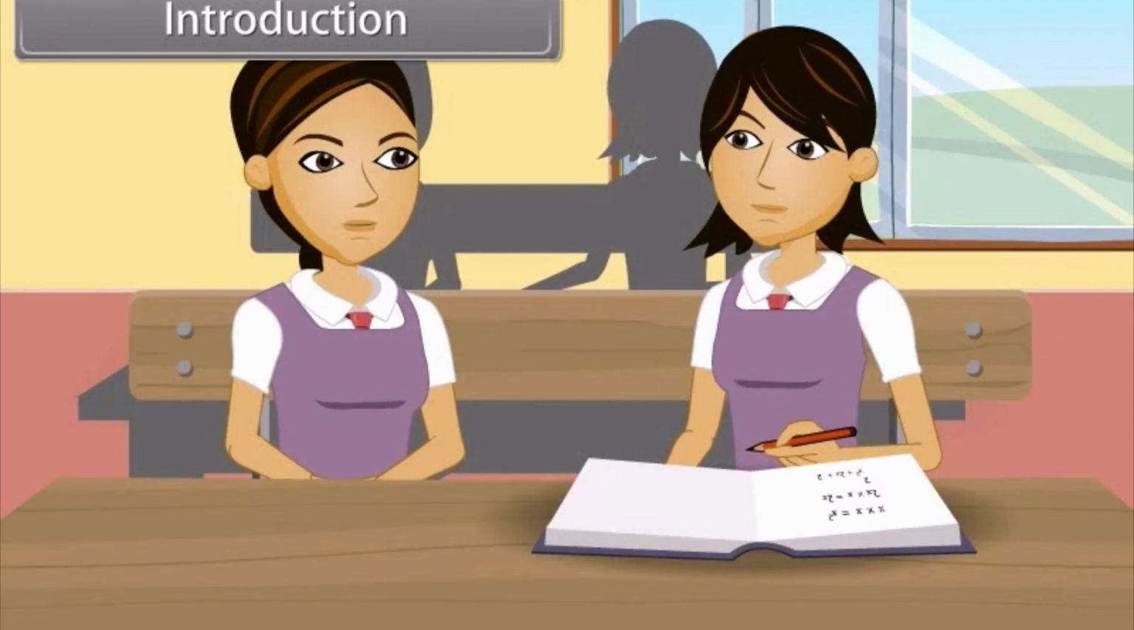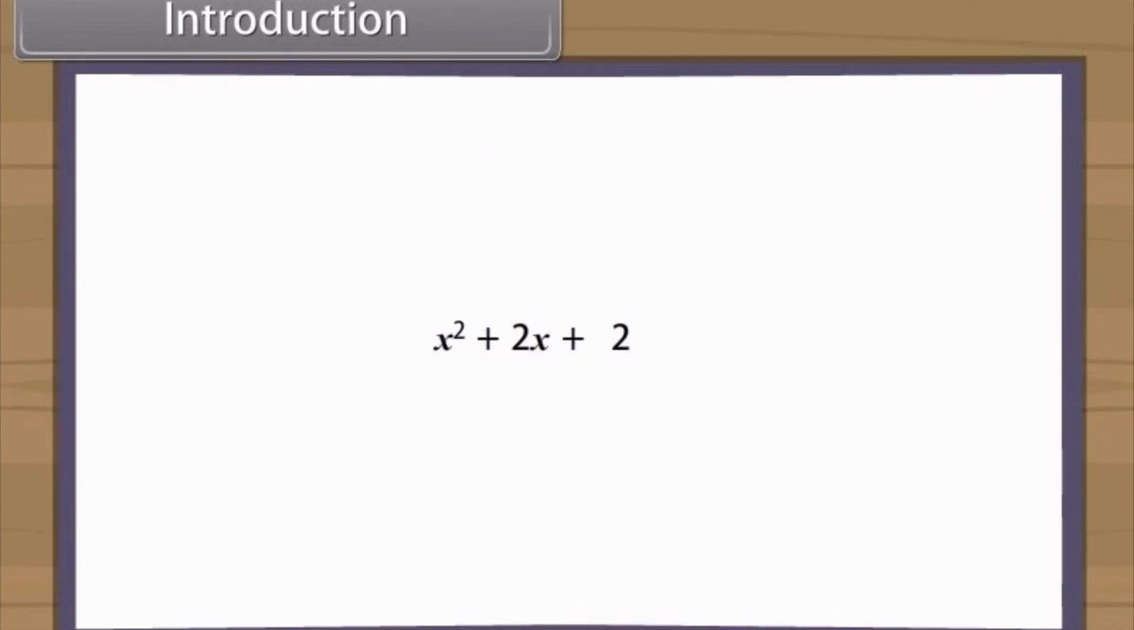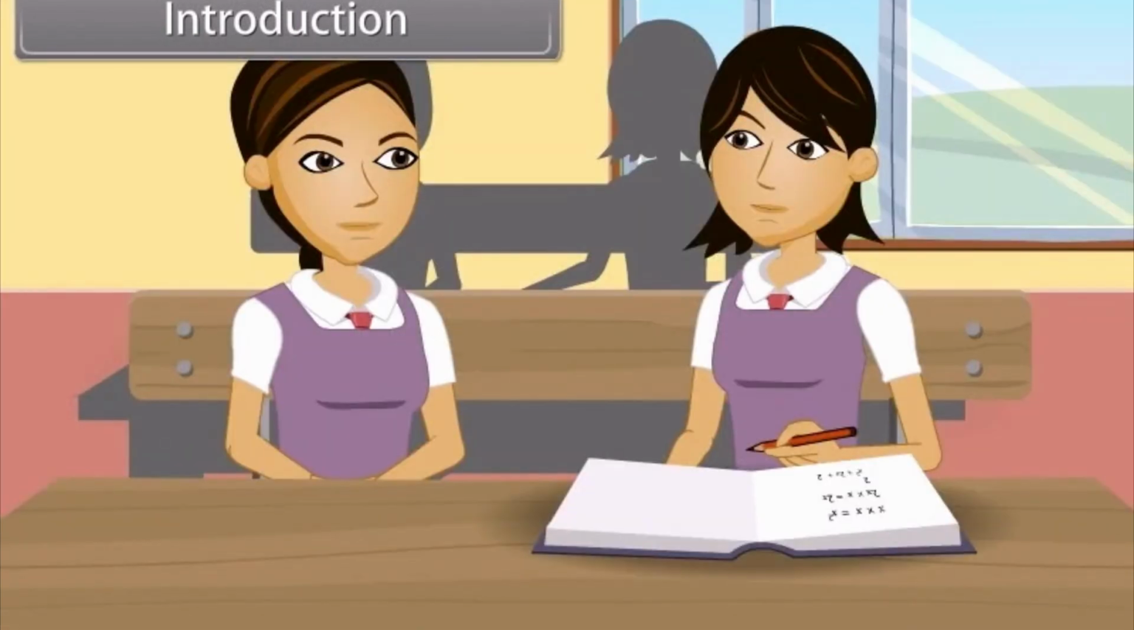Do you know what we call this expression? No, but I find it very interesting. This is called a polynomial. Come, I will explain to you.